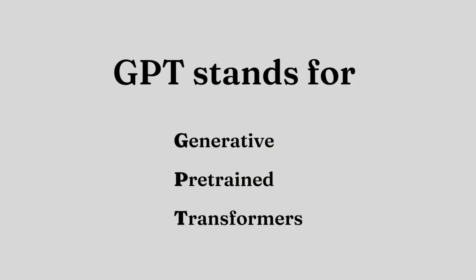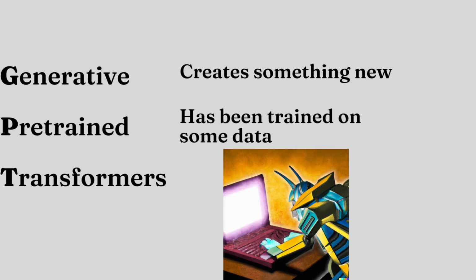GPT stands for Generative Pre-trained Transformers. We know that generative means it's generating or creating something new. Pre-trained means that it's already been trained on some data set. And then there's a transformer piece. What does that part mean exactly? Let's dive a little deeper into that.